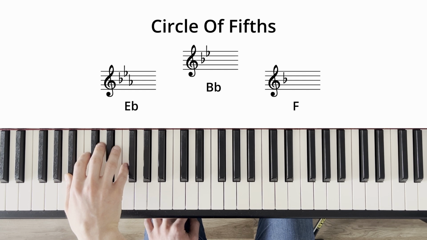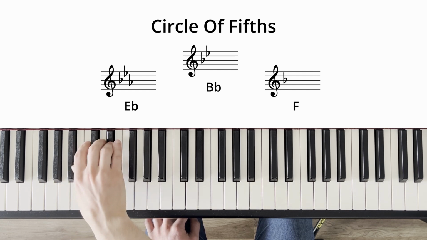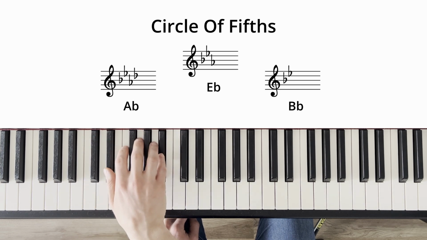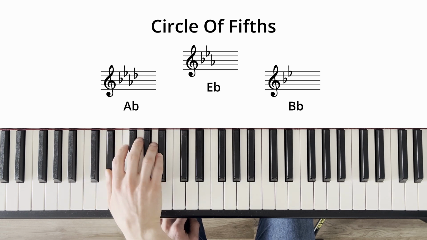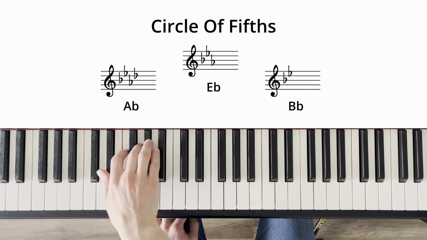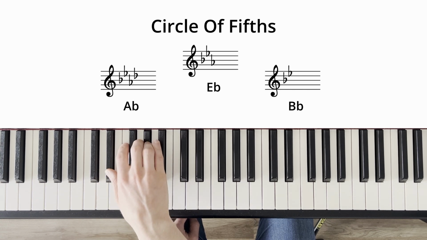If we start from B flat and count 1, 2, 3, the 4th note of that scale is going to be our new flat, which is E flat. To move one more notch around the circle, we start from B flat and go down another 5th to that flat we just added, E flat. So E flat major is going to have 3 flats in the key signature. If we start from E flat and play 1, 2, 3, the 4th note is our new flat, A flat.